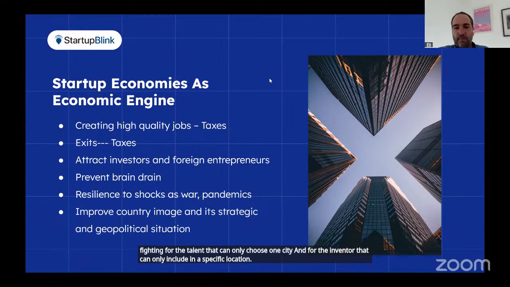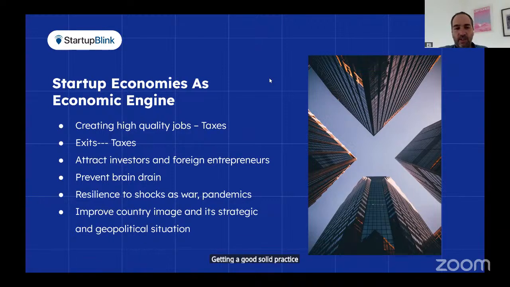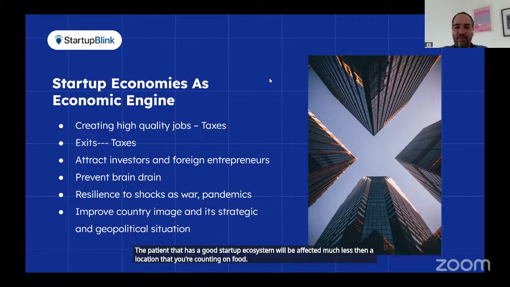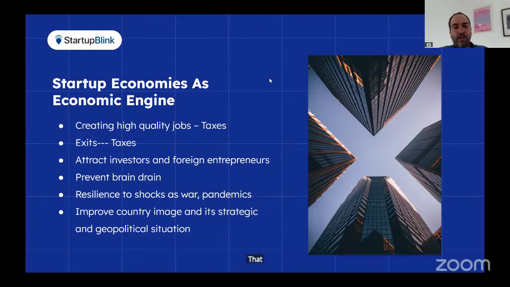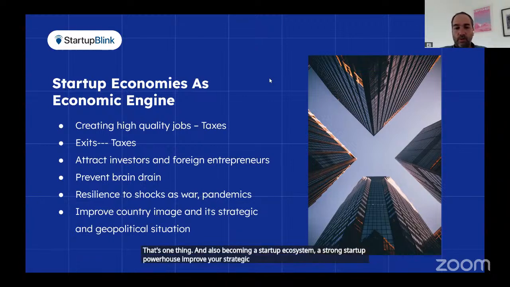Building a good startup ecosystem also creates resilience to shock. So, for example, if you have a war or if you have a pandemic and so on, the location that has a good startup ecosystem will be affected much less than a location that is counting on tourism. That's one thing. And also becoming a startup ecosystem, a strong startup powerhouse, improves your strategic and geopolitical situation. And in today's world, it's critical.